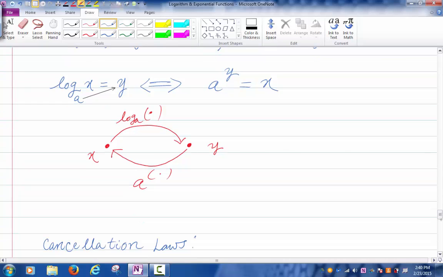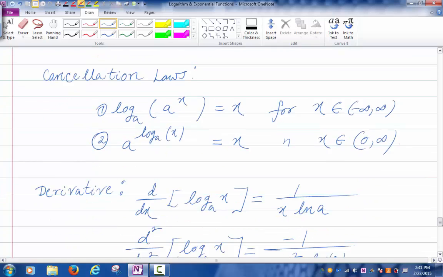Now, again, if log base a takes x to y, then the exponential base a takes y to x, because inverses do the opposite of each other, undo each other, however you want to say it. Cancellation properties: being inverses, if I take the composition of log base a and the exponential base a, I'm going to get the identity. Meaning, log base a of a to the x is x, and a to the power log base a of x is also x. These are the cancellation laws, and you absolutely have to know these two properties.